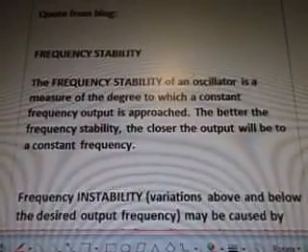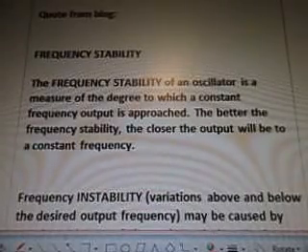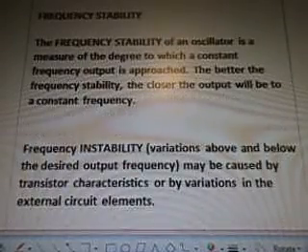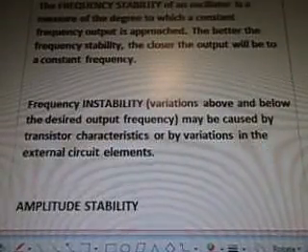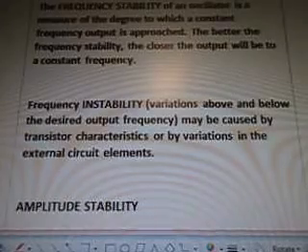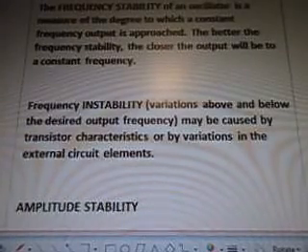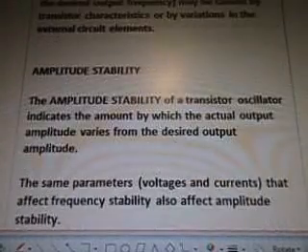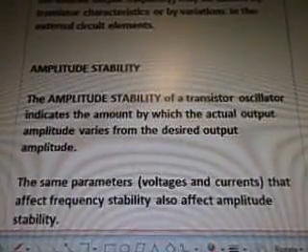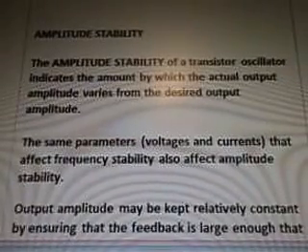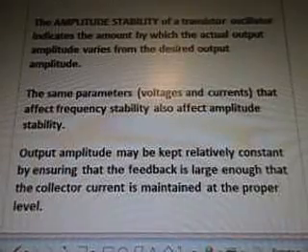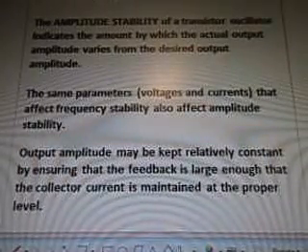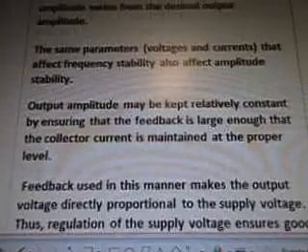Okay, the frequency stability of an oscillator is a measure of the degree to which a constant frequency output is approached. The better the frequency stability, the closer the output will be to a constant frequency. Frequency instability, variations above and below the desired output frequency, may be caused by transistor characteristics or by variations in the external circuit elements. Amplitude stability. The amplitude stability of a transistor oscillator indicates the amount by which the actual output amplitude varies from the desired output amplitude. The same parameters, voltages, and currents that affect frequency stability also affect amplitude stability.